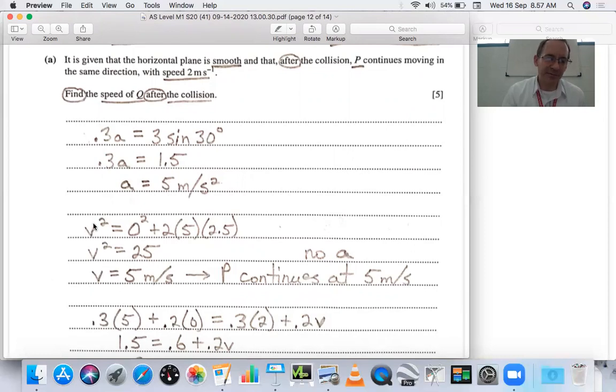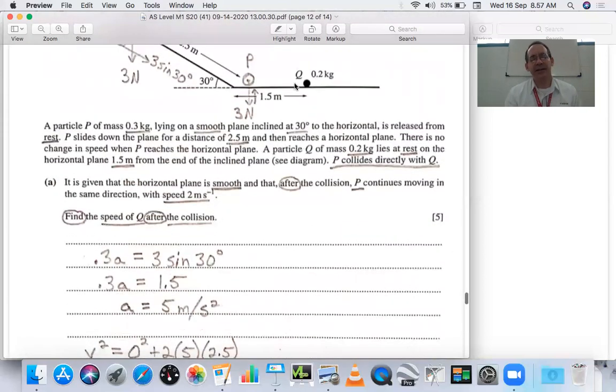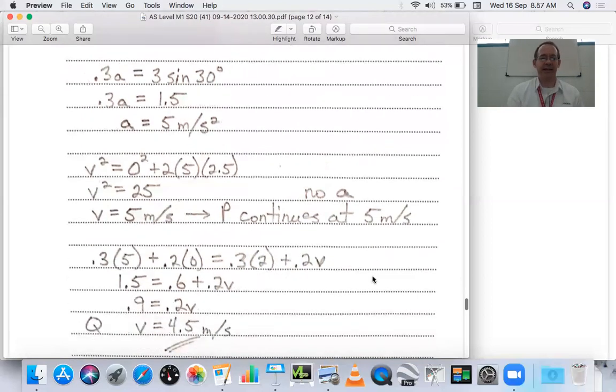Now we want to find the velocity of particle P when it reaches the bottom of that inclined plane. It was released from rest, so u is 0. v squared equals 0 squared plus 2as, where a is 5 and the distance is 2.5. So our velocity squared is 25, meaning the velocity is 5 meters per second. And since the horizontal plane is smooth, there is no resistance, and particle P will continue at 5 meters per second along the horizontal plane.